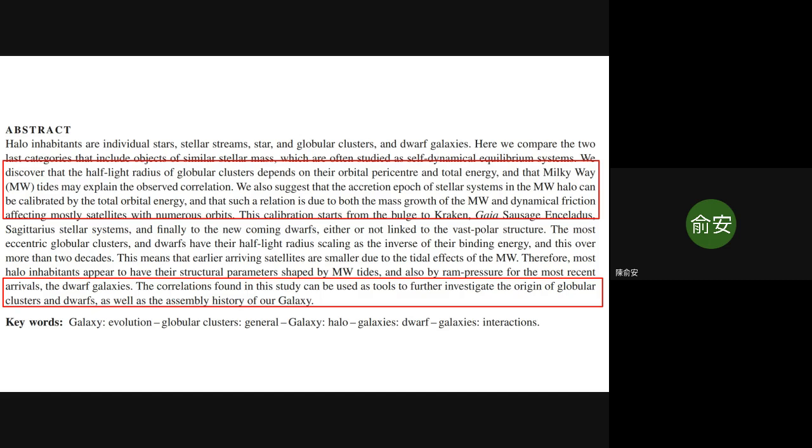They also suggest that the accretion epoch, meaning when they fell into our Milky Way, can be calibrated by this total orbital energy, and that this relationship affects the satellites and also the other proposed mergers of the Milky Way, including the Kraken galaxy, the Gaia Sausage, and the Sagittarius stellar system that also fell into our Milky Way. They believe this correlation can be used as another tool to further investigate the origins of these globular clusters and dwarfs, as well as the assembly history.